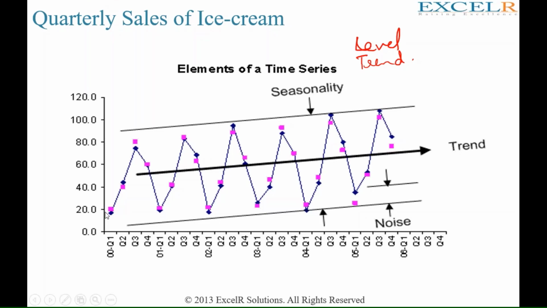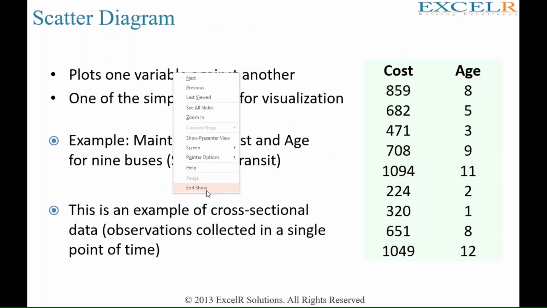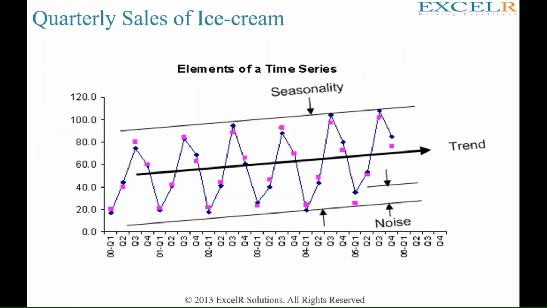In quarter one, ice cream sales is very less. In third quarter, it increases. In the first quarter, it decreases. Third quarter, it increases. First, third, right? That's the best part. So we have seasonality also in the data. So you have level, we have trend, we have seasonality in the data. So we have all those four in the data basically.